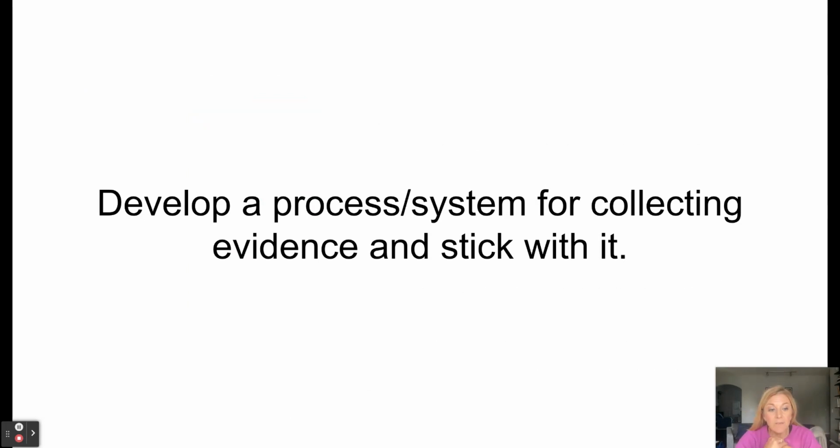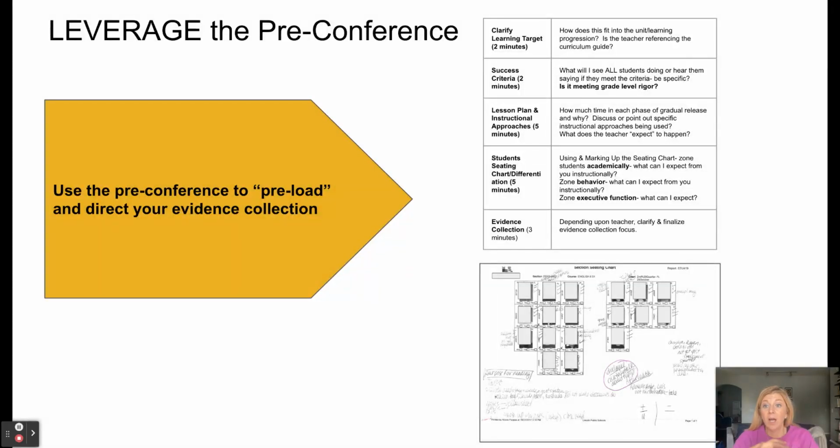The second part of this strategy is to develop a process or system for collecting the evidence and stick with it. And so just to plug, leverage the pre-conference. So you can use that pre-conference to load and direct your evidence collection. And I would write out these things. I always printed the pre-conference form and I wrote on that, and I put that in my evidence collection folder. And then I marked up the seating chart and I collected some of the evidence on the seating chart as well. And don't do 2 evidence collection methods until you've mastered one.